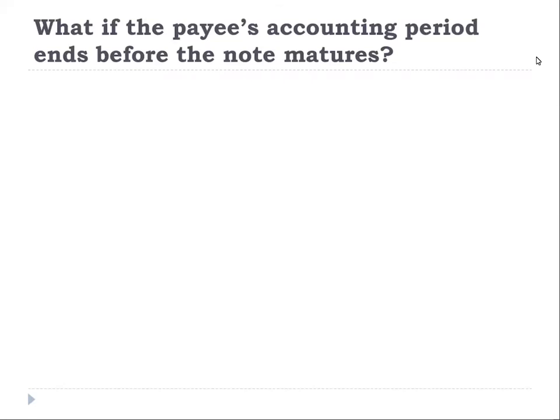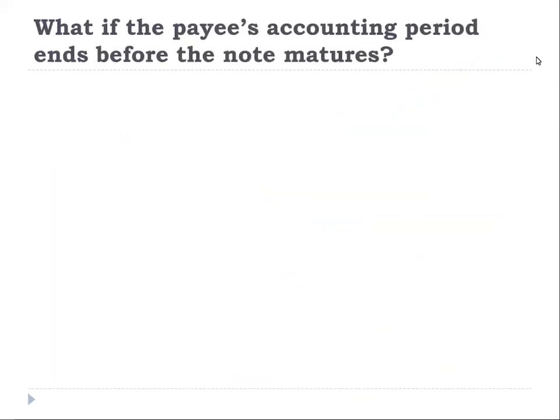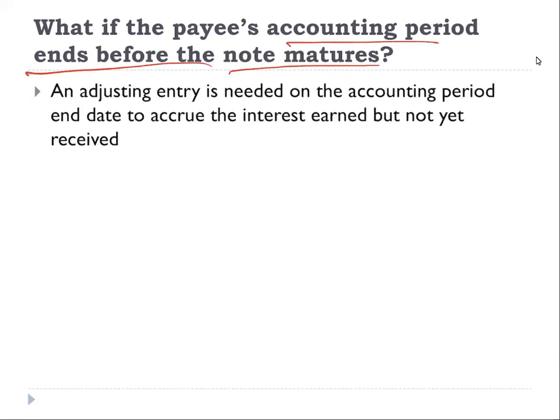In another situation, so in the previous situation, the accounting period ends on December 31st. So even though it's been 5 months, because the firm doesn't need to prepare its financial statement, it doesn't need to accrue the interest that has been accumulated on the note before those interests are paid back. However, in some other situation, what if the accounting period ends before the note matures? In this situation, we need to make an adjusting entry on the accounting period end date to accrue the interest earned but not yet received.